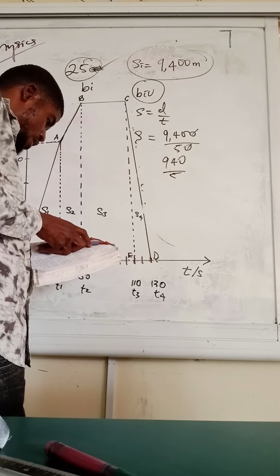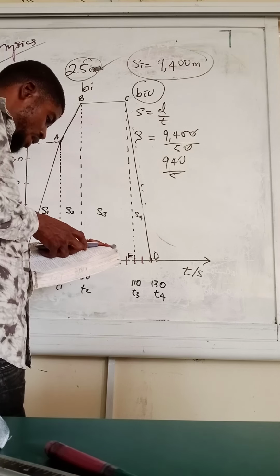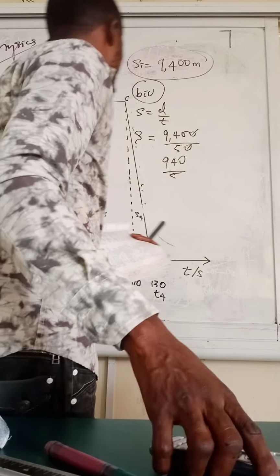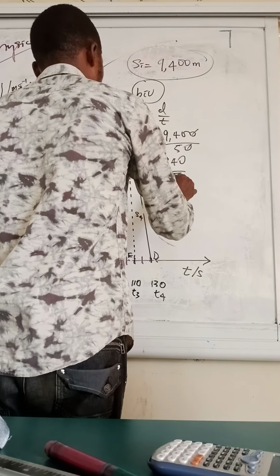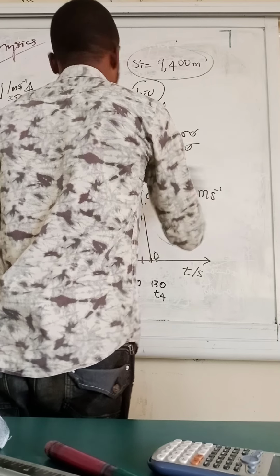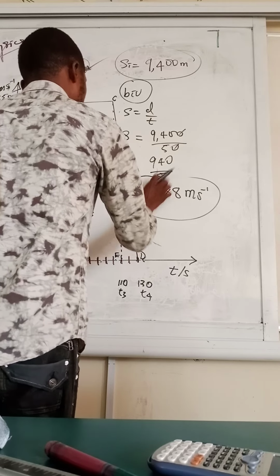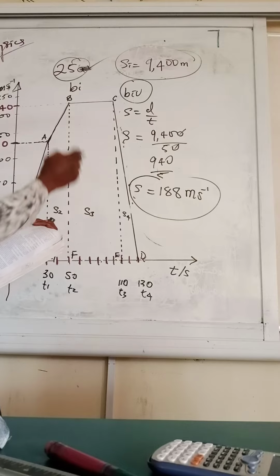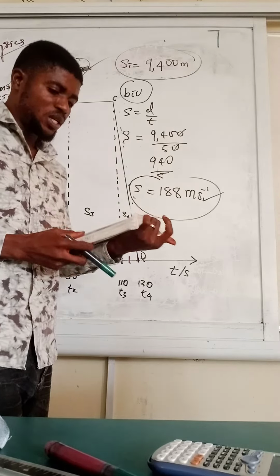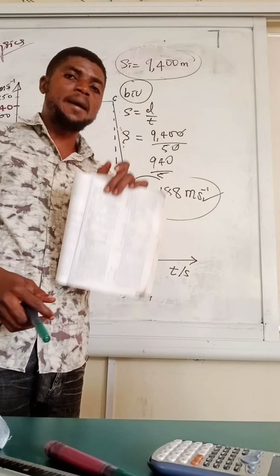So we have 9,400 divided by 50. Our answer is 188. So the speed is given as 188 meters per second. The speed is given as what? 188 meters per second. I believe we are done with solving that question. That question is an SSCE question, and this type of question carries 15 solid marks.